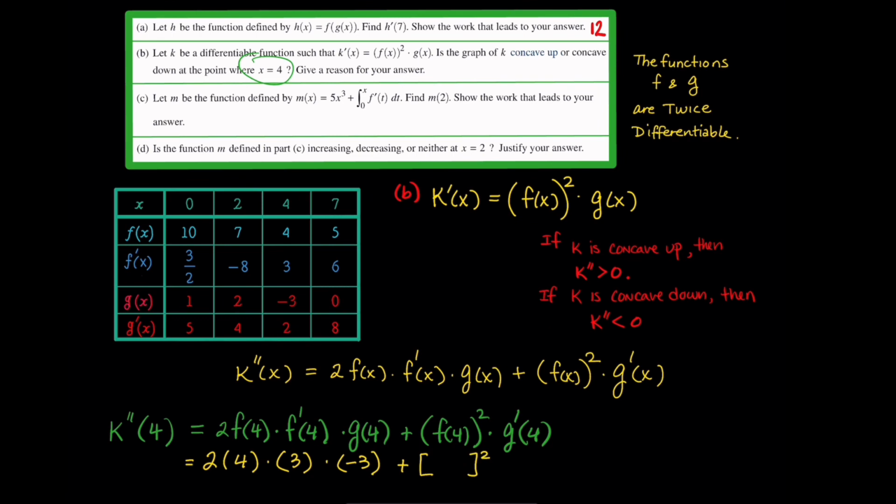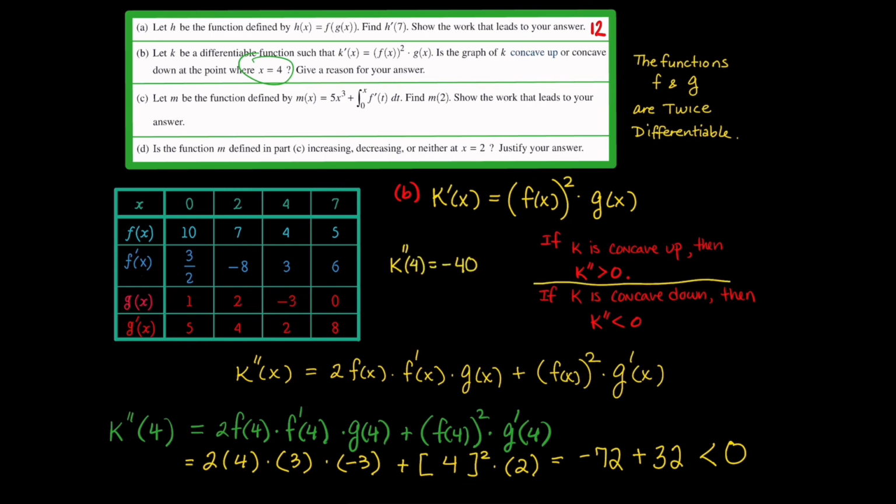Alright, so dropping in some values here and calculating the results, k double prime appears to be, well, let's see, we get negative 72 plus 32. Well, it's clear that this is going to be negative. And using a little bit of math here, we finish this off and say k double prime of 4 is equal to negative 40. Therefore, k is concave down. When the second derivative is negative, the function is concave down.